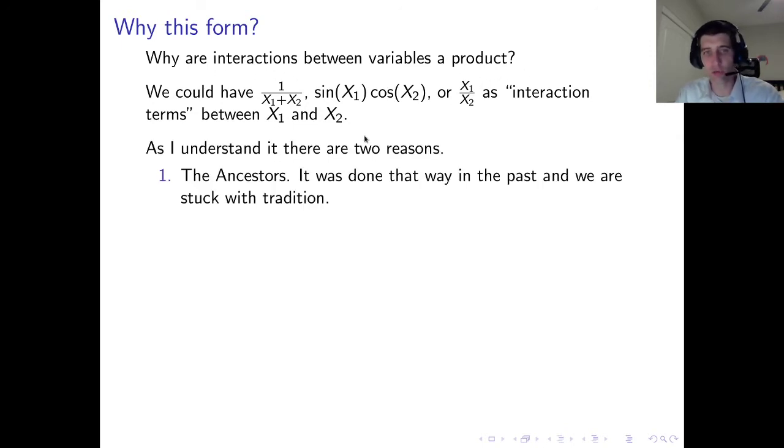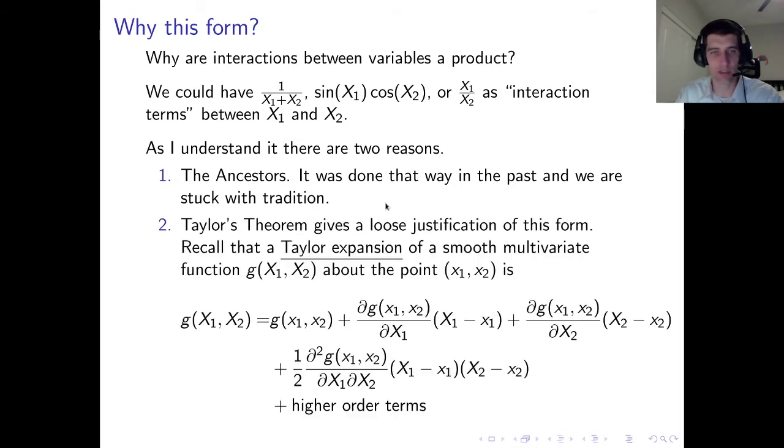So I think there are two reasons. The first one, I call the ancestors. This comes from our Truth About Linear Regression text. It has been handed down to us, and we don't have any strong reason to deviate from that tradition, right? So it's not a super satisfying answer, but sometimes it's just the way it is.